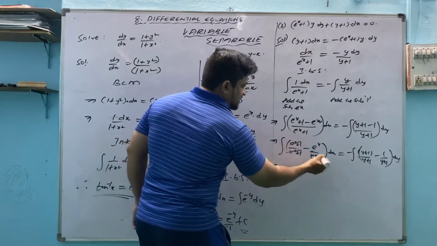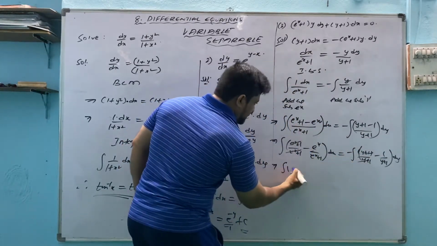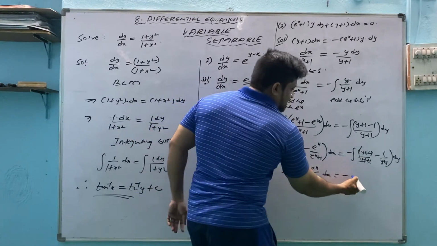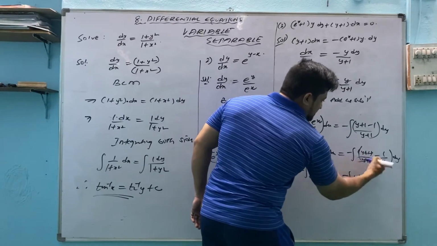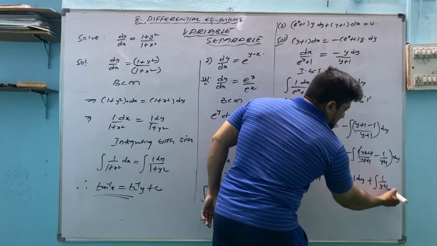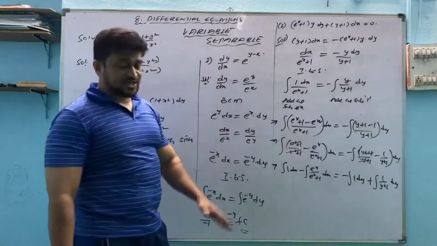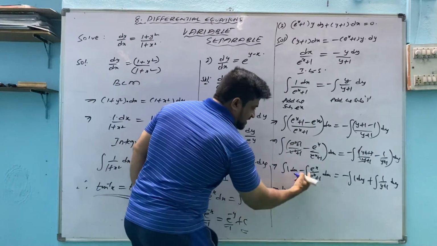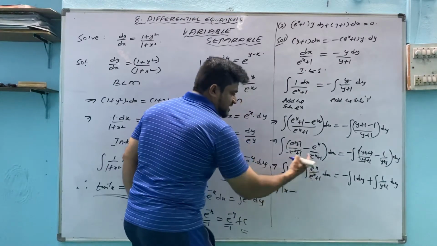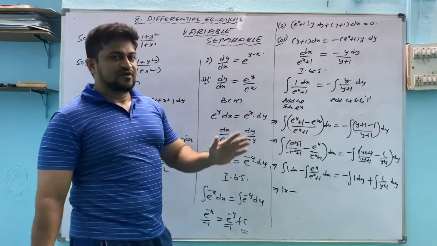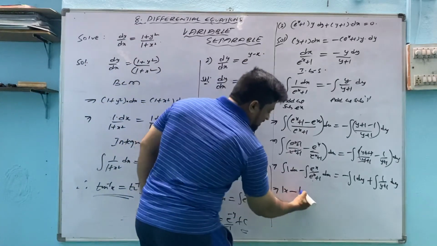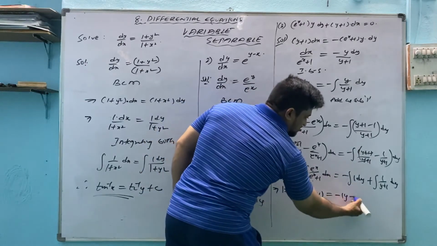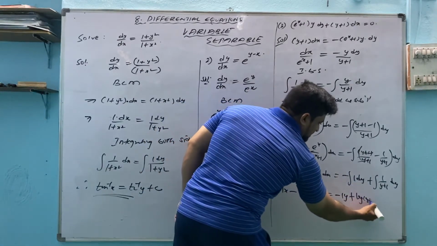Now these two cancelled. These two cancelled. Integral 1 dx minus integral e power x by e power x plus 1 dx. Minus integral 1 dy minus into minus plus integral 1 by y plus 1 dy. Concentrate on signs, why we are multiplying them. Integral 1 dx is 1x, and for the integral of this one, the derivative of the denominator is there in the numerator. Integral f dash of x by f of x is log of denominator. Minus 1y minus plus log y plus 1 plus c.